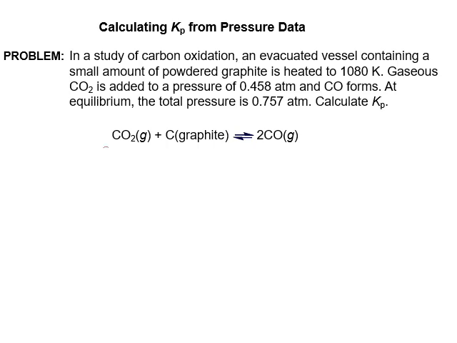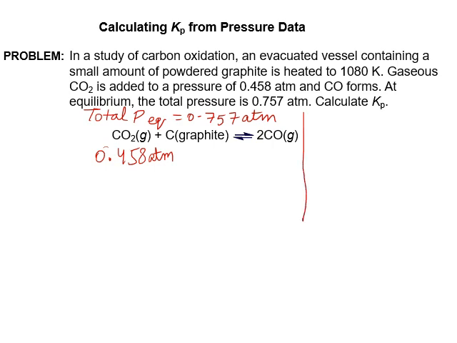So we started with 0.458 atm of carbon dioxide and some CO is being formed. At equilibrium, the total pressure is 0.757 atm, meaning whatever is left behind, the total pressure at equilibrium is 0.757 atm. The question is find Kp. Again, given the equation, first thing you should always do is write your expression of what is needed. Kp is going to be pressure of carbon monoxide squared divided by pressure of CO2.